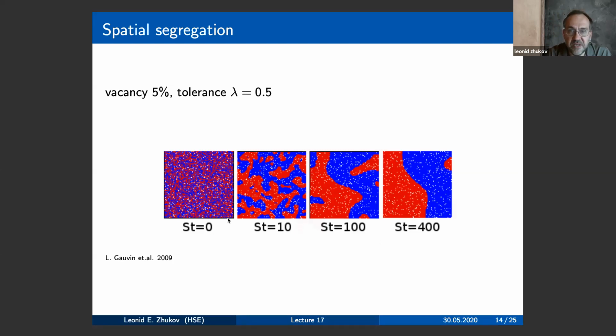So you start with a completely mixed up situation, and then at 10 steps you start seeing this, at 100 steps you're seeing this, at 400 steps. Wow, right? It's completely segregated. And the rule is very simple. So this is actually quite a tolerant population, which says, look, I'm happy if half of my neighbors are not of my type, right? So this is quite tolerant. But that leads to segregation, though each person is more or less tolerant.